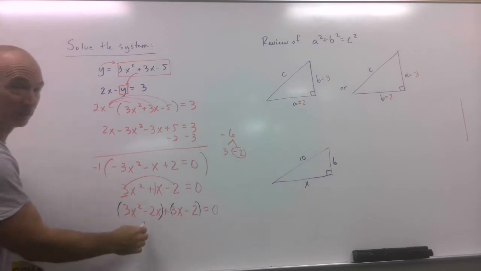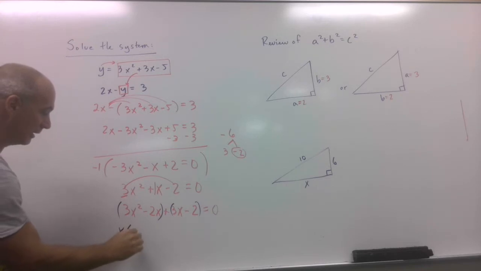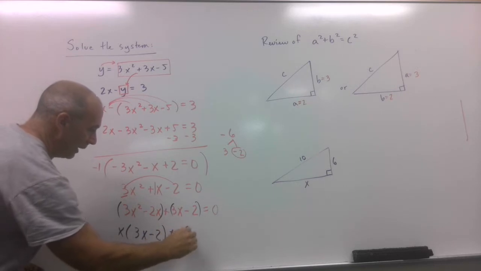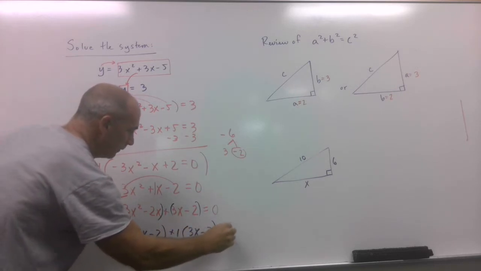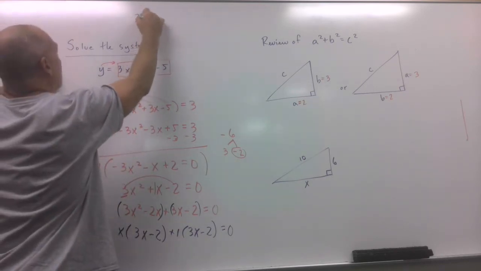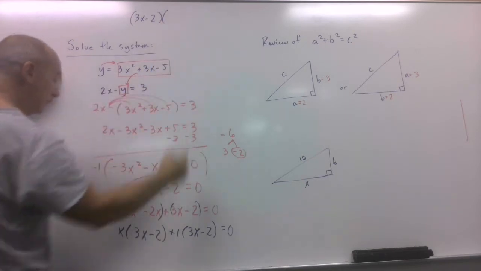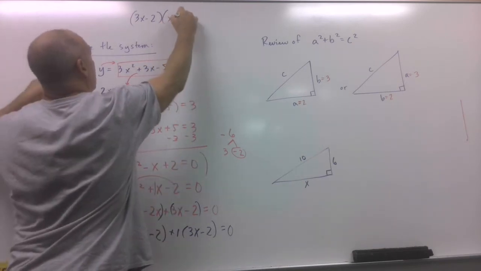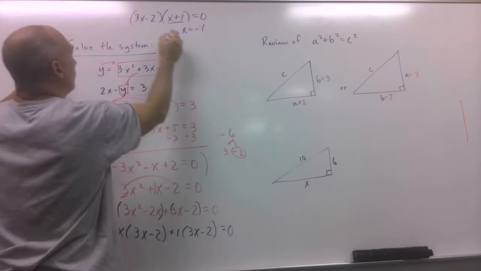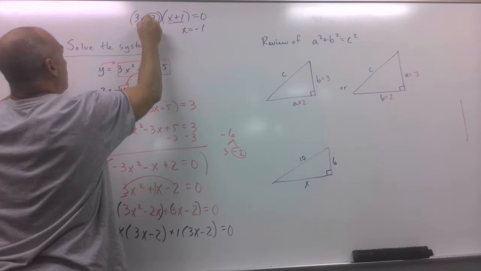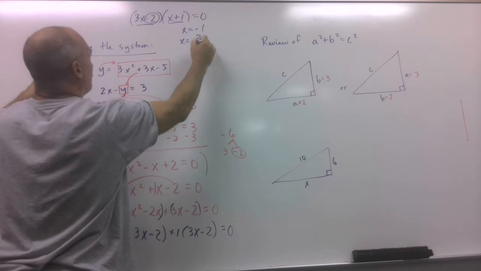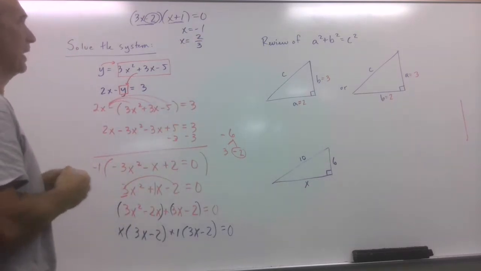Now I'm kind of running out of space here, but I'm going to take an x out. 3x minus 2. I have to take something out, I'm going to have to take a 1 out. 3x minus 2. And then I'm going to write it up higher. So I get 3x minus 2 and then x plus 1. I can just look at this one and go, aha, x equals negative 1. This one, if I apply my trick, what's the opposite of negative 2? 2. And then divide by that, 3. All right, so there's my 2 x's.